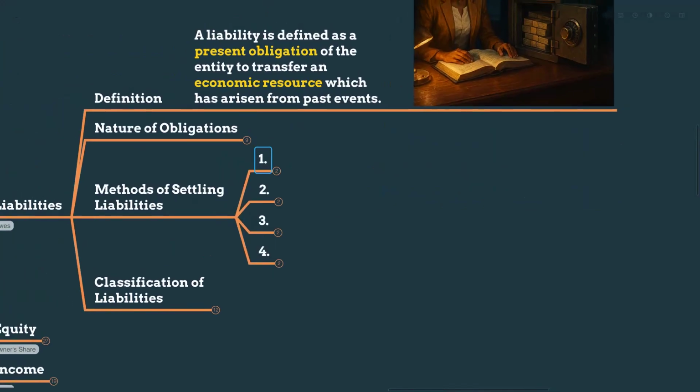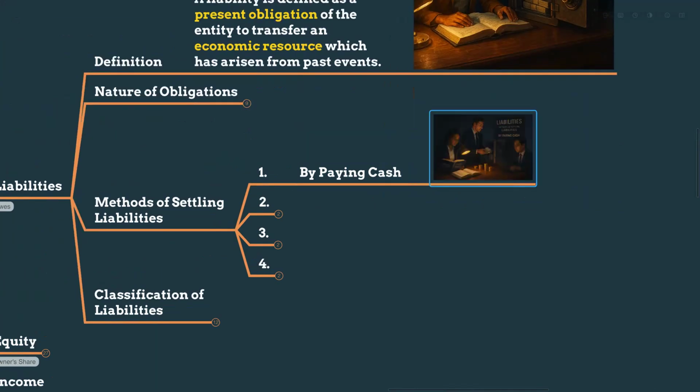Now let's talk about how we are going to settle these obligations, whether it is a legal obligation or constructive obligations. What are the methods of settling these liabilities, right? There are four ways we can identify according to your syllabus. First way is the best way, by paying your cash. The most common method, right?